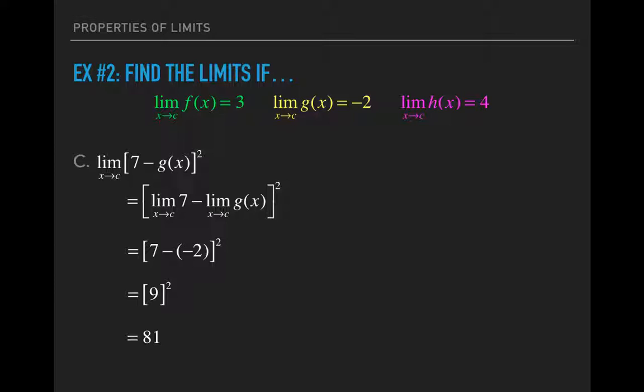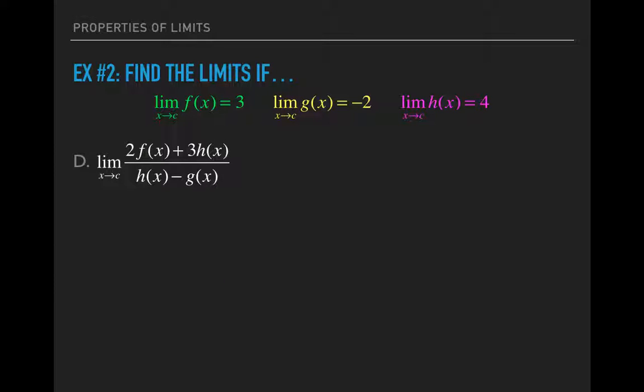Okay, so now D. Whoa, there's a lot happening here. We're taking the limit of 2 times the function f plus 3 times the function h, and dividing that all by the difference of h and g. Don't freak out. We're just going to separate it. We're going to show all of our work and find the limit here.